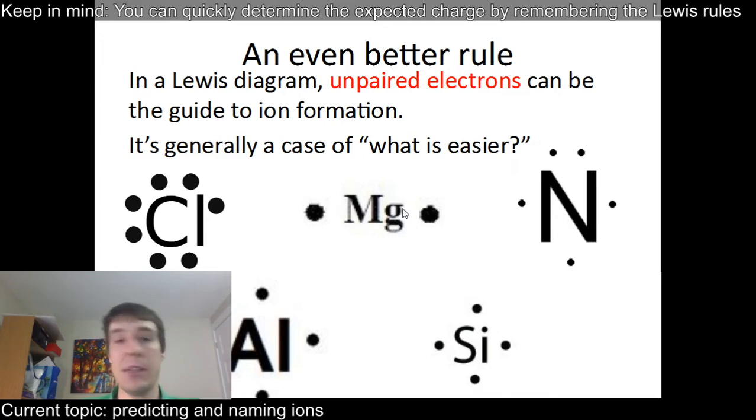Magnesium has 2 electrons. They're both unpaired, so it's probably going to make a charge of 2. Aluminum has 3 unpaired electrons. It'll make a charge of 3, 3 plus in that case. 2 plus for magnesium. Only 1 unpaired electron for chlorine. It'll make a charge of -1. 4 for silicon means +4 or -4 are kind of equally likely. Silicon's an interesting case.